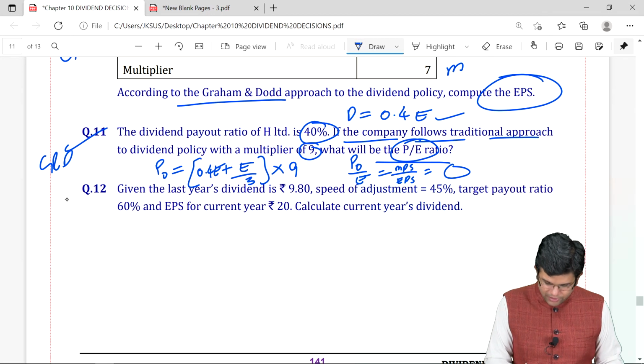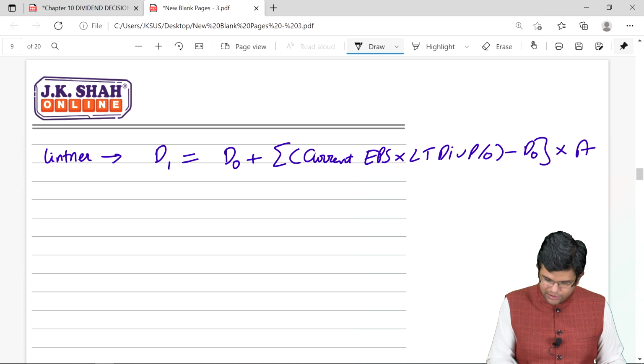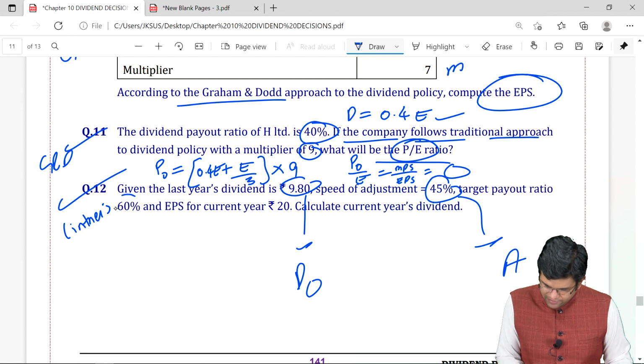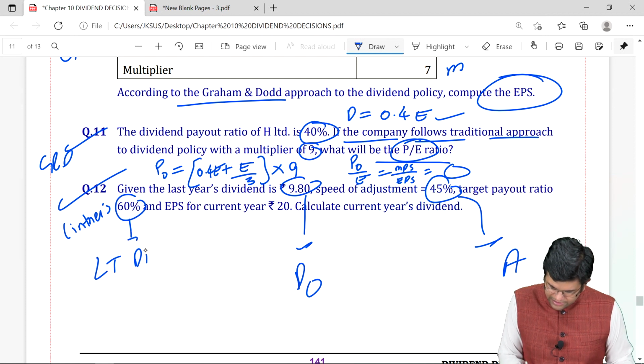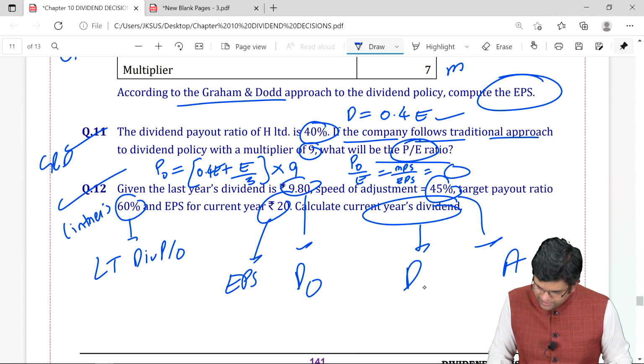The next one, children, question number 12, the last question, is based on Lintner's model. I will show you that particular formula of Lintner. This is the formula of Lintner, children. Here they have given to you D0, the adjustment rate, the long-term target dividend payout ratio, and the current year EPS. They are asking you to find D1.